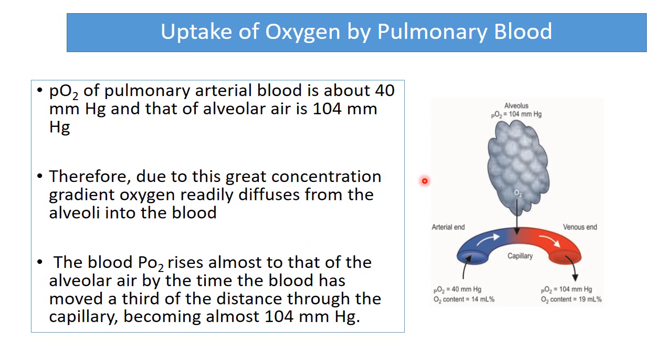So, due to this great concentration gradient, the oxygen readily diffuses from the alveoli into the pulmonary blood. And it is very important to note that this process is very, very rapid. The partial pressure of oxygen rises almost to that of the alveolar air. What is that? That is 104, from 40 to 104, by the time the blood has moved about 1/3 of the distance through the capillary, here.